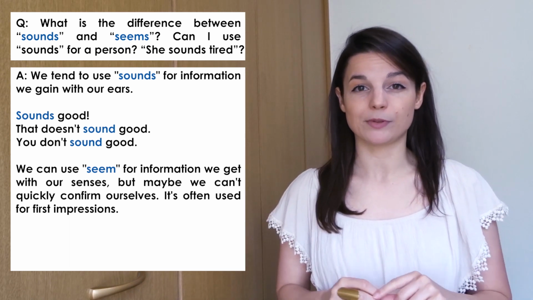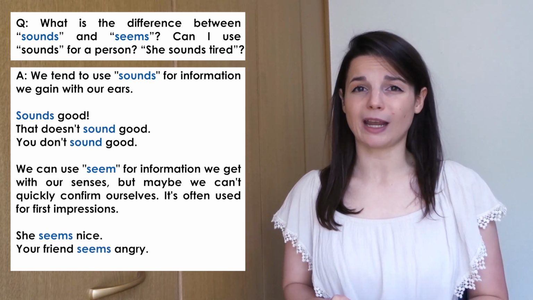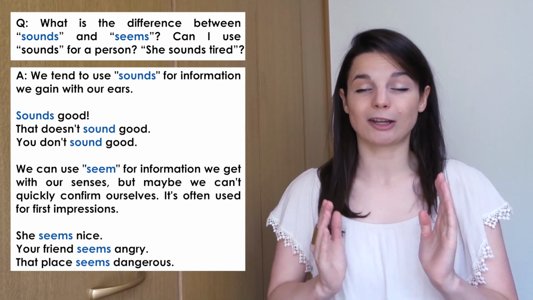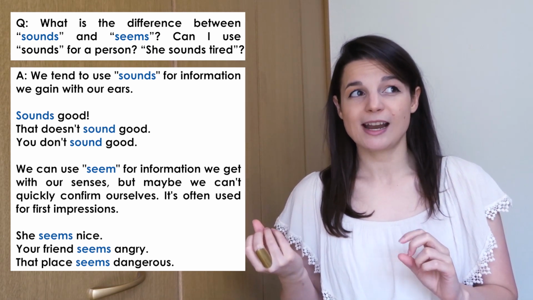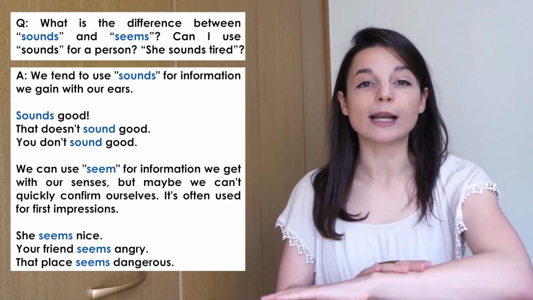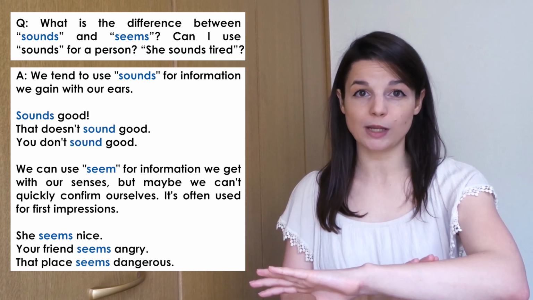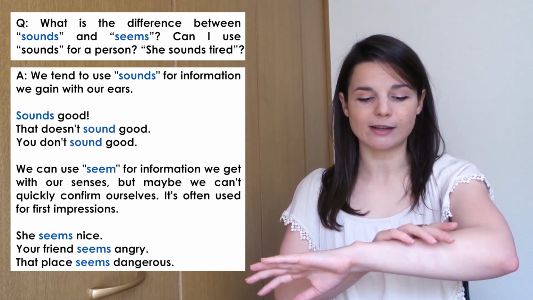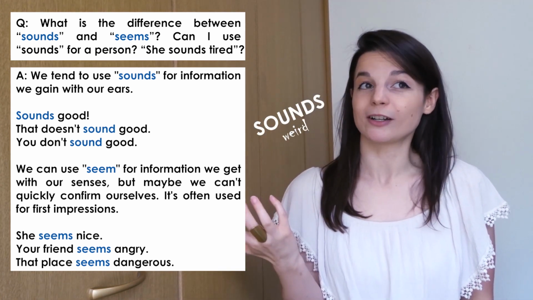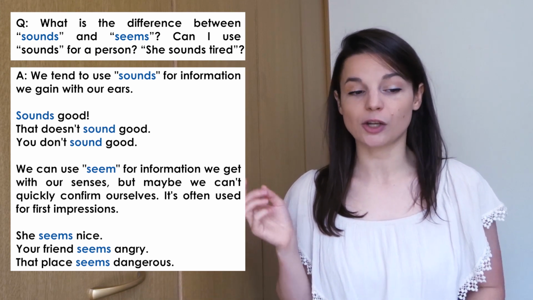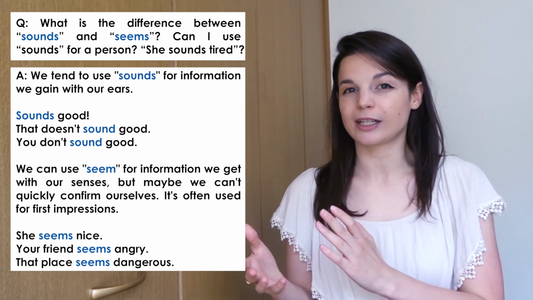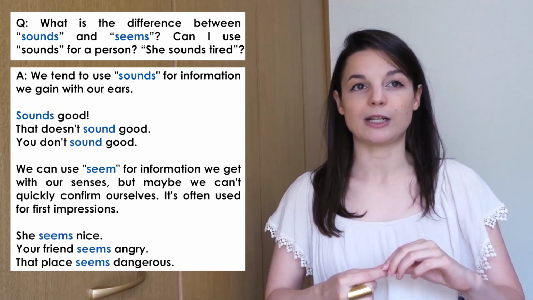So let me give you some examples of this. She seems nice. Your friend seems angry. That place seems dangerous. So in each of these examples, we can't really quickly confirm whether our initial impression is true or not. Like if I touched a nice pillow and I said, oh, it seems soft, that would be weird because I can confirm the pillow is soft. I don't know why my arm is a pillow, but I can confirm that right now. So it sounds weird to use "seems" there. So if you can confirm something quickly, it's sort of strange to use "seems." "Sounds" is used for information we get with our ears.